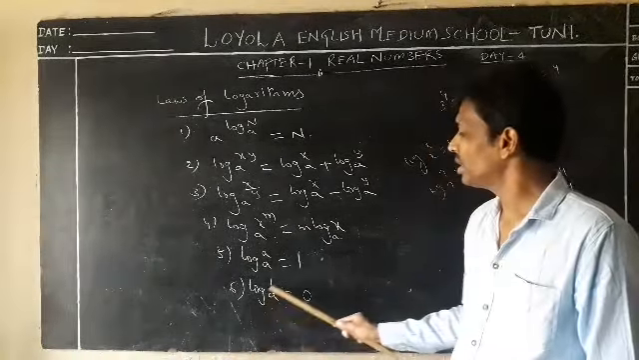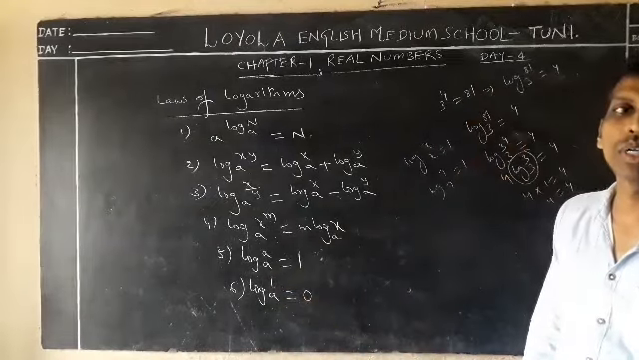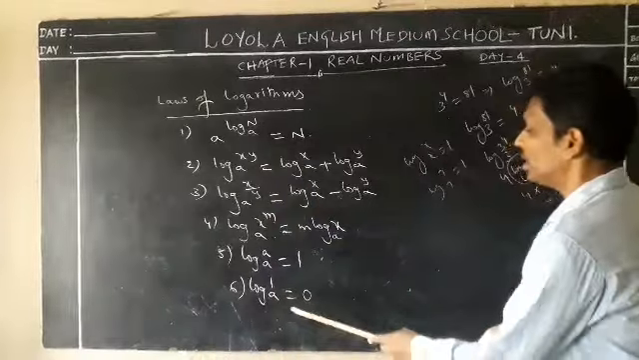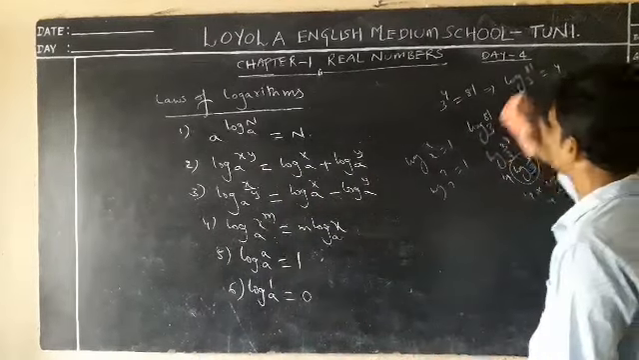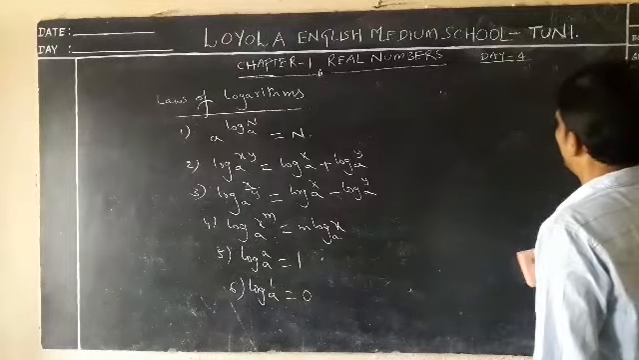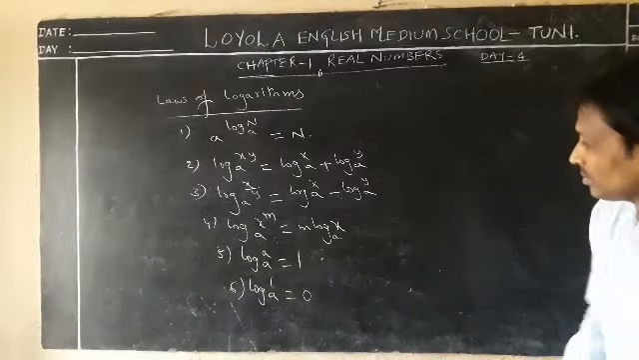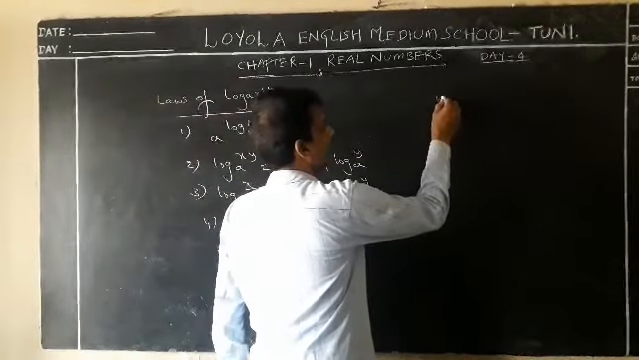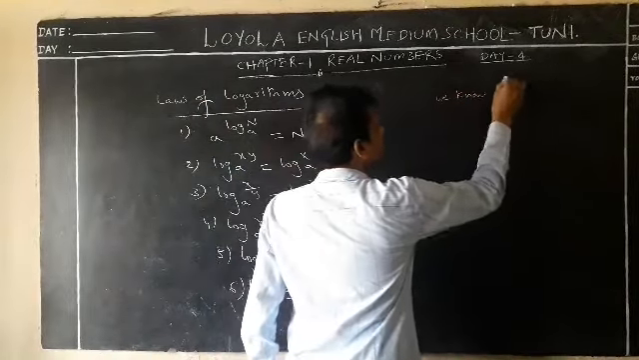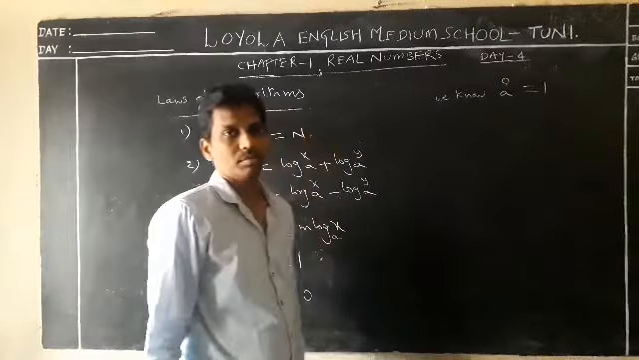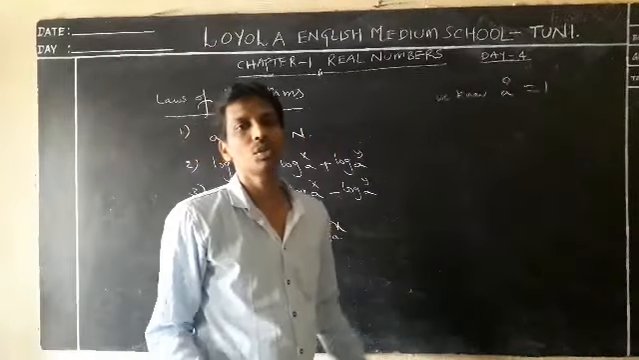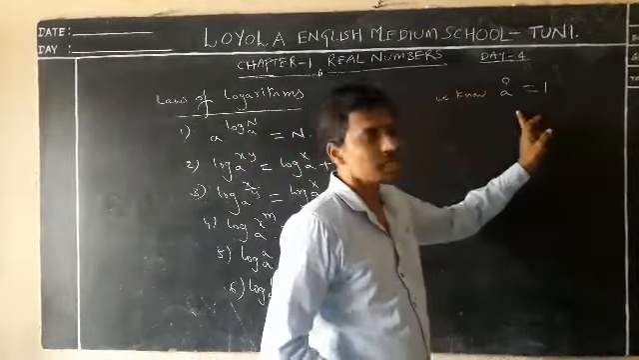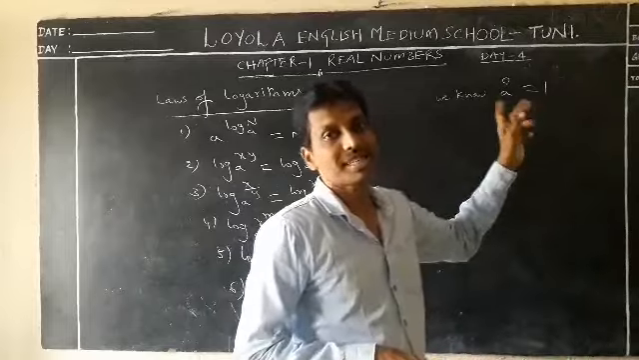And the last one is log 1 to the base a equal to 0. How is it possible? The last one, the sixth one, how is it possible? Let me explain. We know very well a power 0 is equal to 1. Not only a power 0, 2 power 0 is equal to 1, x power 0 is equal to 1. So this condition is familiar. We might have studied it at our 7th class level.